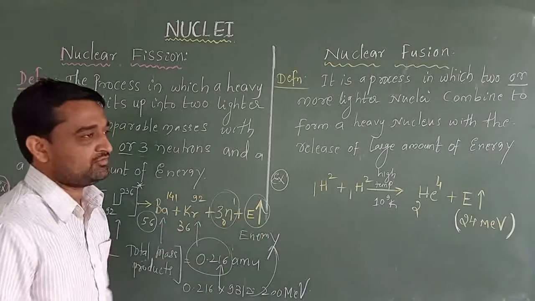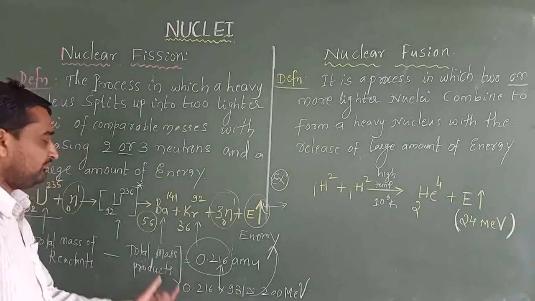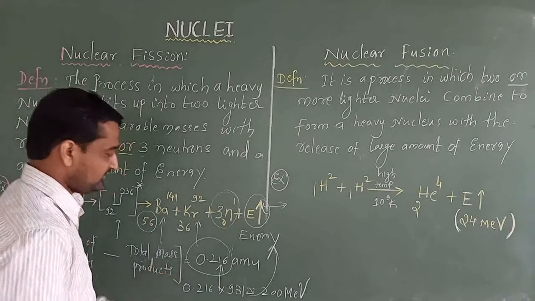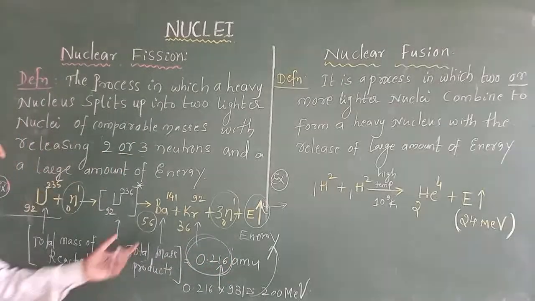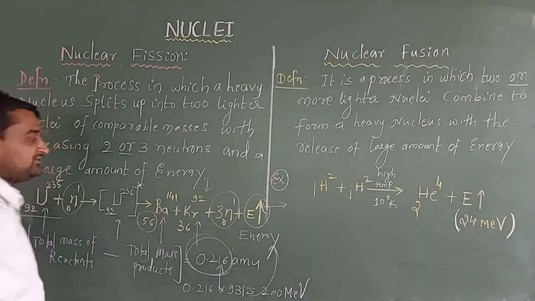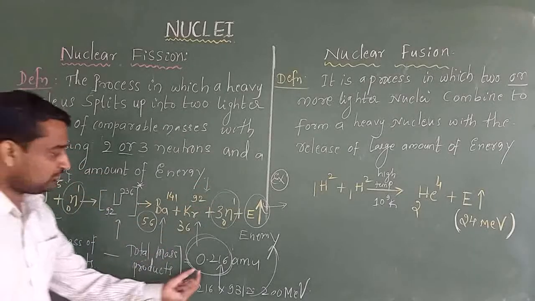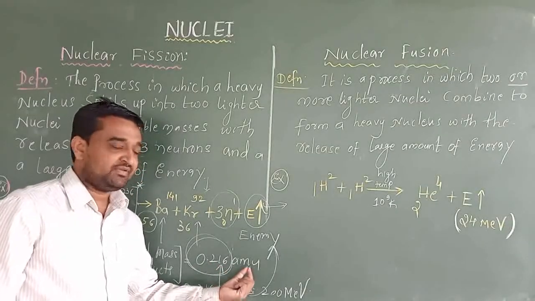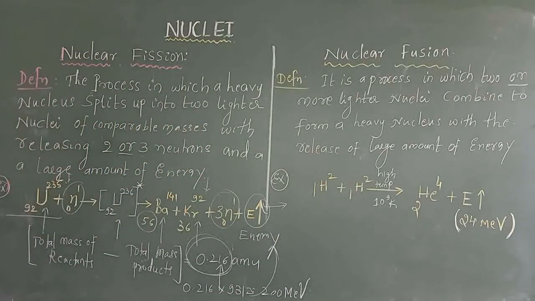3 neutrons and a large amount of energy are released. So where did this energy come from? The mass difference we are getting, the total mass of the reactants minus the total mass of the products. The products' mass is less and the reactants' mass is larger, right? So 0.216 AMU of mass is lost here. That is converted into energy, around 200 mega electron volt.